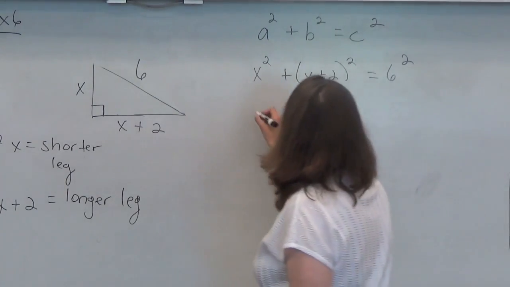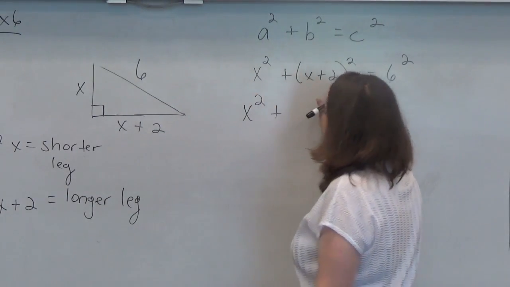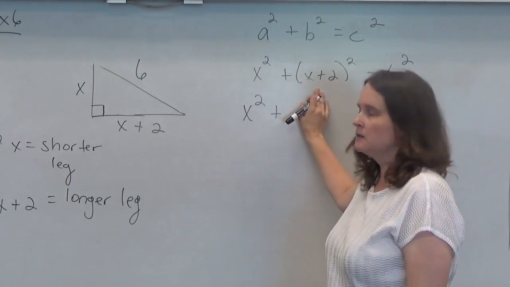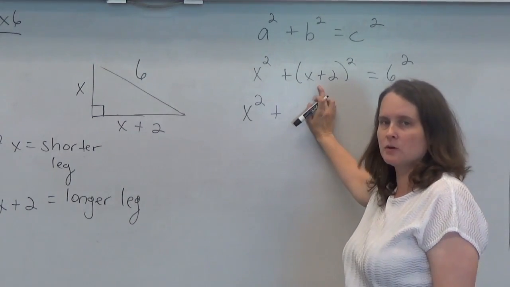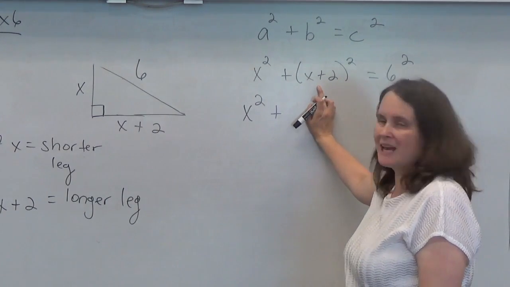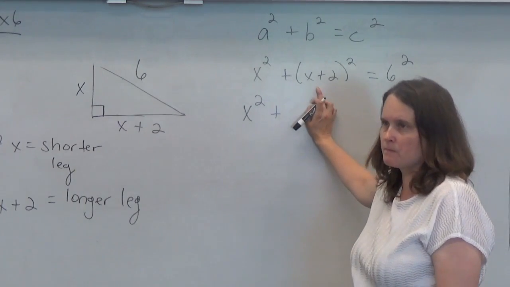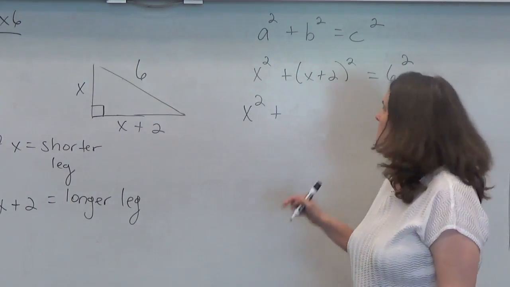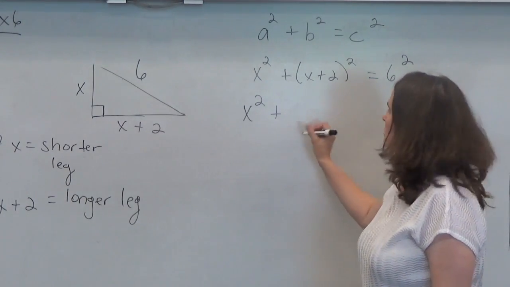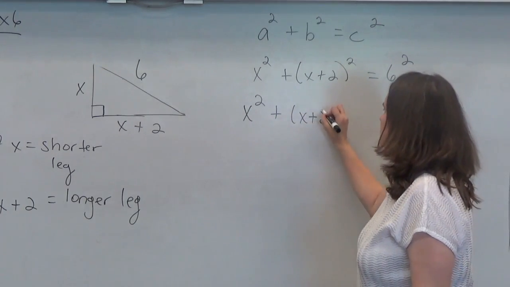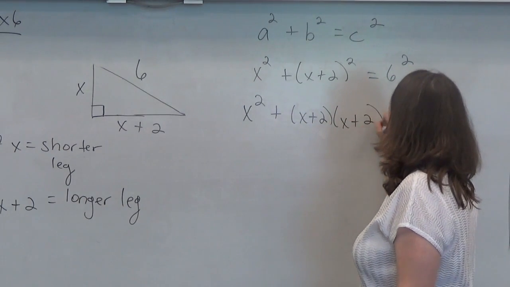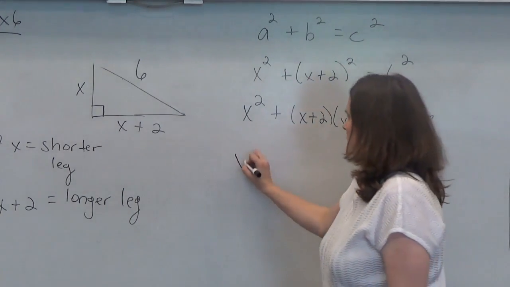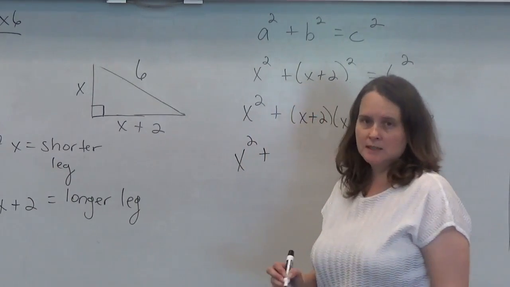So x squared plus, make sure that when you get to this step you realize you have to FOIL this because you've got an addition on the inside of your parentheses. You cannot just square each piece. The rules for exponents work if you've got multiplication on the inside or division on the inside. This has to actually be expanded out. So you have to say x plus 2 times x plus 2. Okay, 6 squared would be 36. So we'll FOIL. I'm going to let you continue with this and then we'll compare.